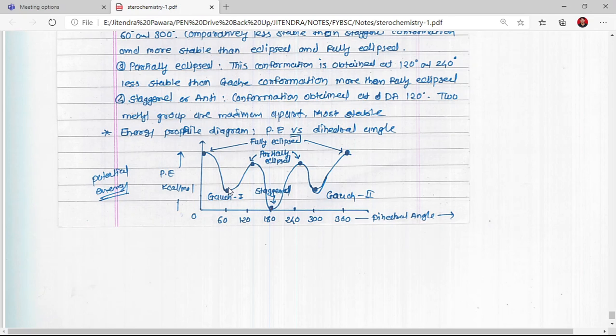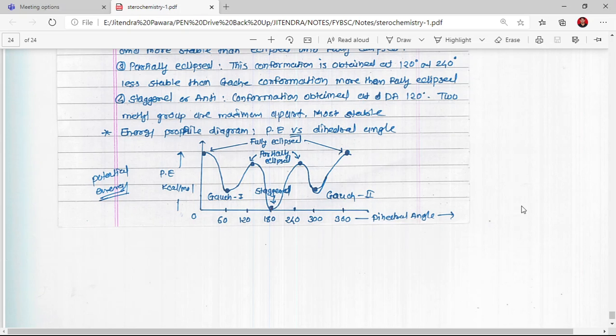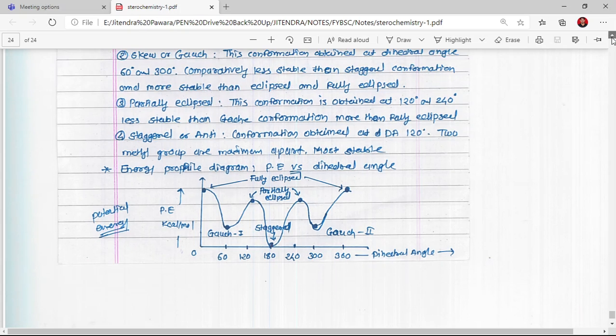Second most stable is gauche. Third most stable is partially eclipsed. And the fourth, least stable, is fully eclipsed. Or you can say: antiperiplanar, synclinal, anticlinal, and synperiplanar. So this is the stability order. Antiperiplanar is most stable, then synclinal, anticlinal, and synperiplanar. So this is about the conformational analysis of butane.